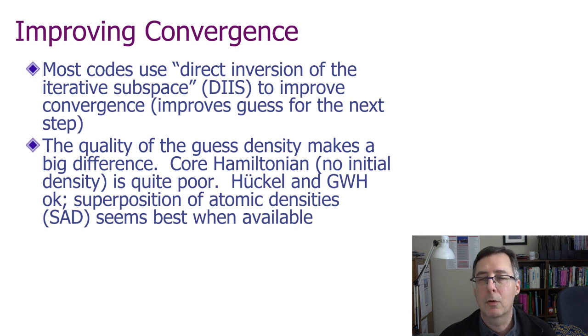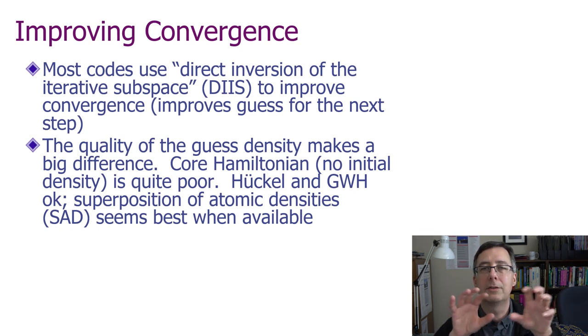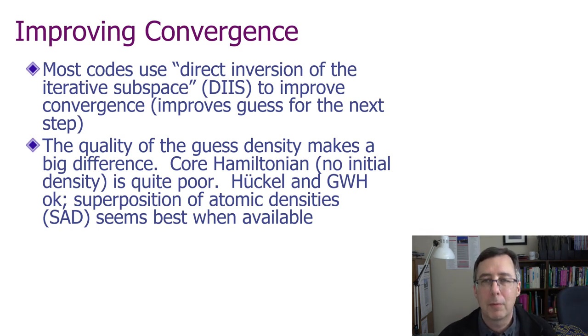If you have an option called core Hamiltonian, that's normally not advised anymore in modern programs. It's usually pretty poor. It'll get you by if you have a small molecule, but it's not generally a good idea. A Hückel guess or a GWH guess is okay frequently. Superposition of atomic densities is usually a very good idea if your program can do that. There, you just guess a density that is what the density would be if all the atoms were separate and didn't see each other. Obviously, that's not what the real molecule will do, but that puts you in the ballpark frequently, and that's not a bad idea.